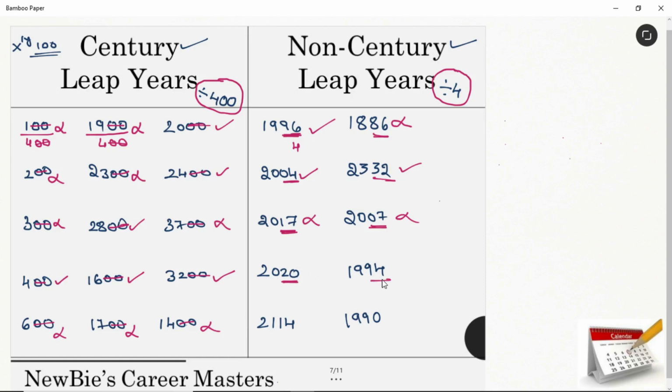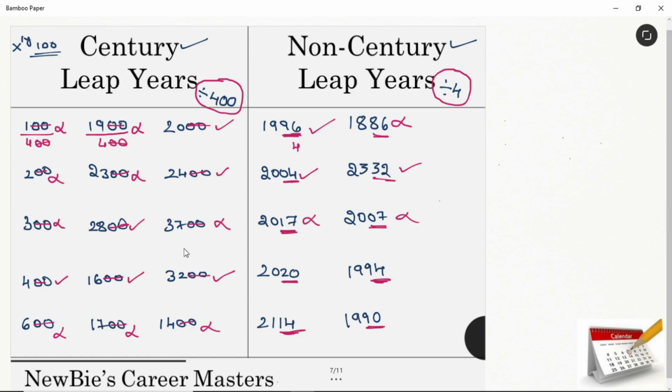94 is not divisible by 4, so 1994 is not a leap year. Am I clear? Simple. 2114 is not divisible by 4, so the 2114th year is not a leap year. 1990 is not divisible by 4, so 1990 is not a leap year. Understood? I hope you got a grip on this.